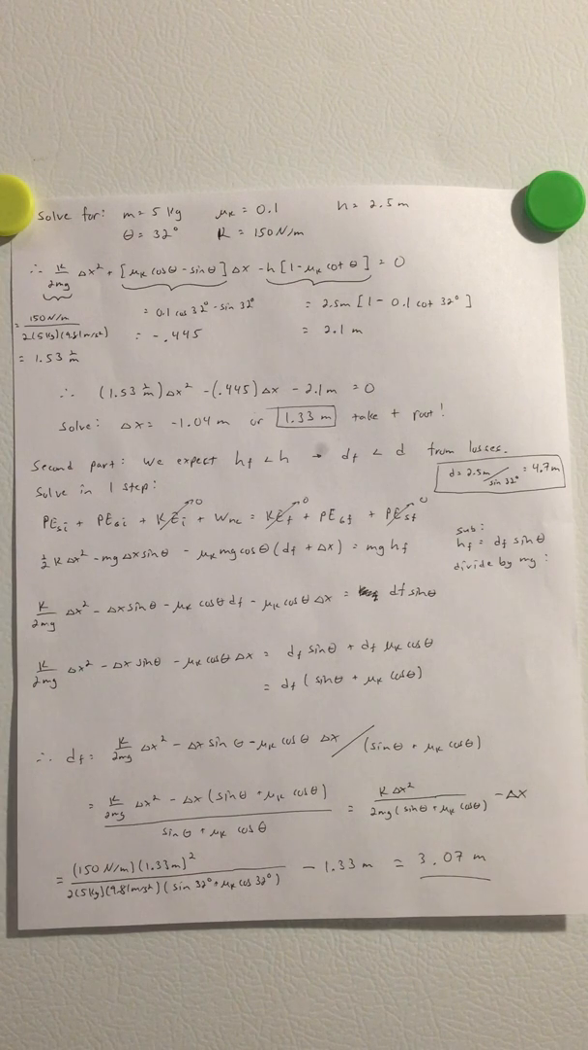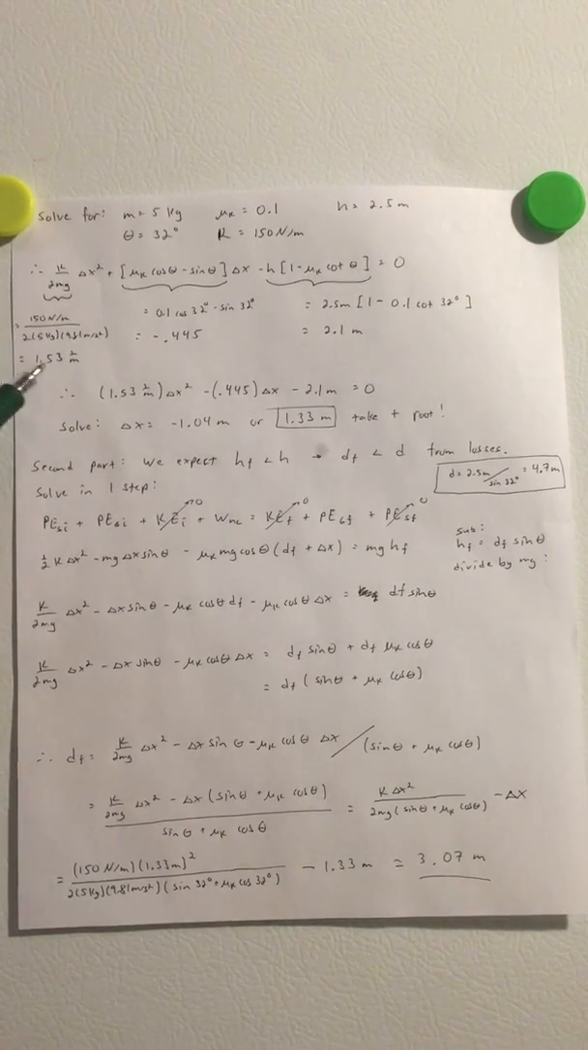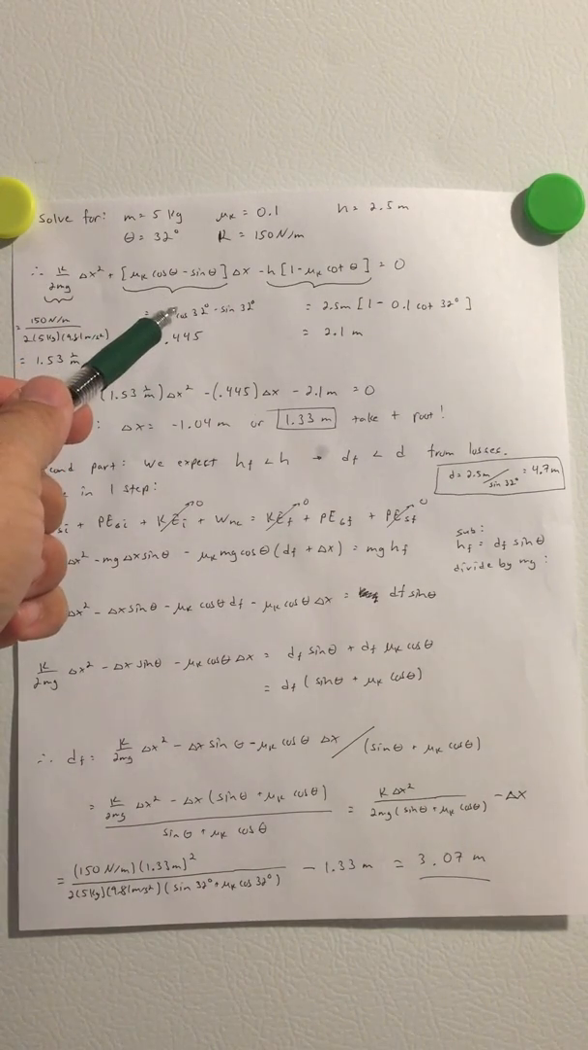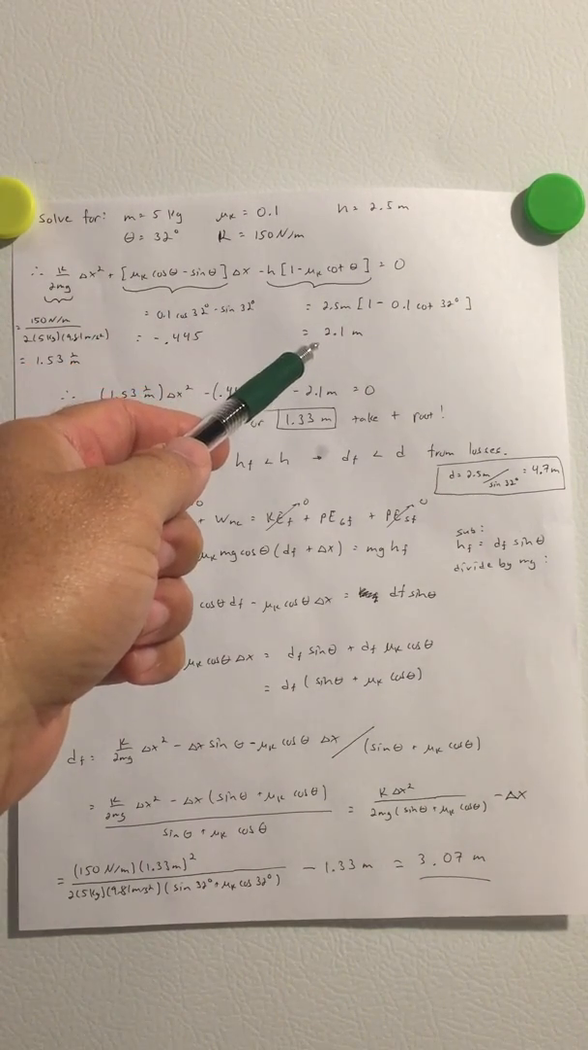So the next thing I've written is just the expression that I got in the first part of this problem, a quadratic equation in delta x that I said you could solve quadratically. Taking the values that I've put in, I've gotten these values: 1.53, which works out to units of 1 over meters, negative 0.445, with no units, and 2.1 meters.